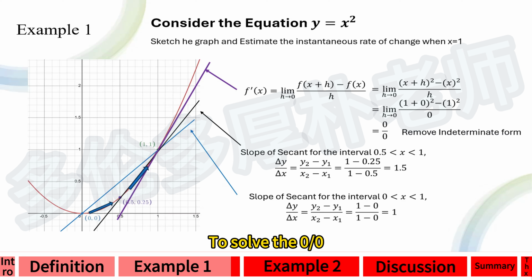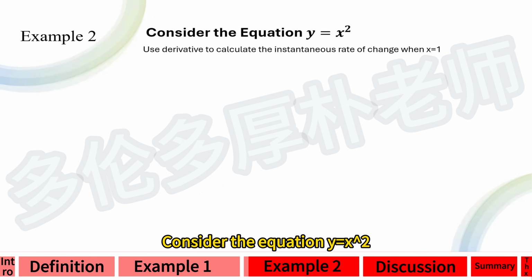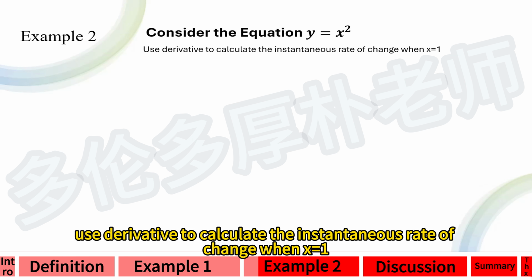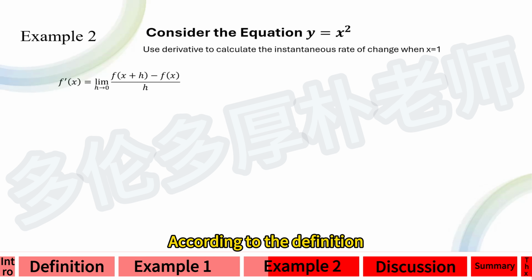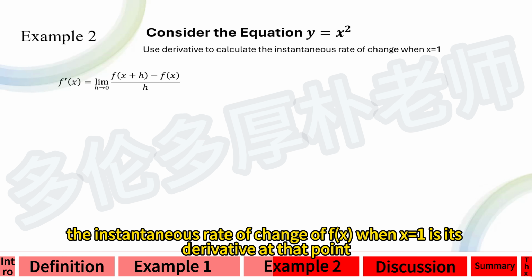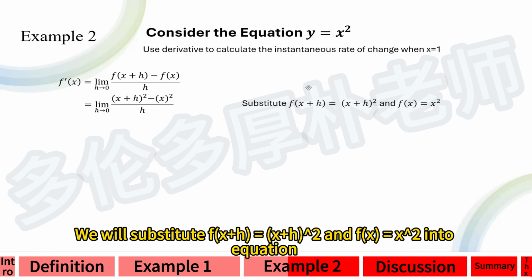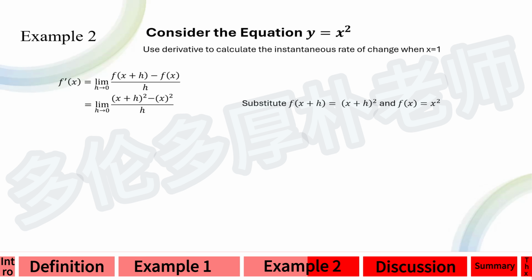Okay, second example. Consider the function y is x squared. Use the derivative to calculate the instantaneous rate of change when x is 1. According to the definition, the instantaneous rate of change of f(x) when x is 1 is its derivative at that point. We will substitute f(x plus h) equals x plus h squared and f(x) is x squared into the equation.